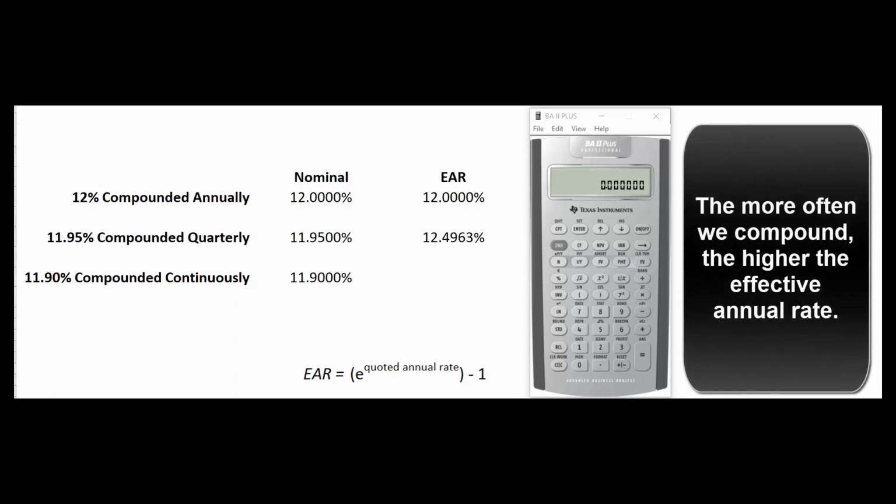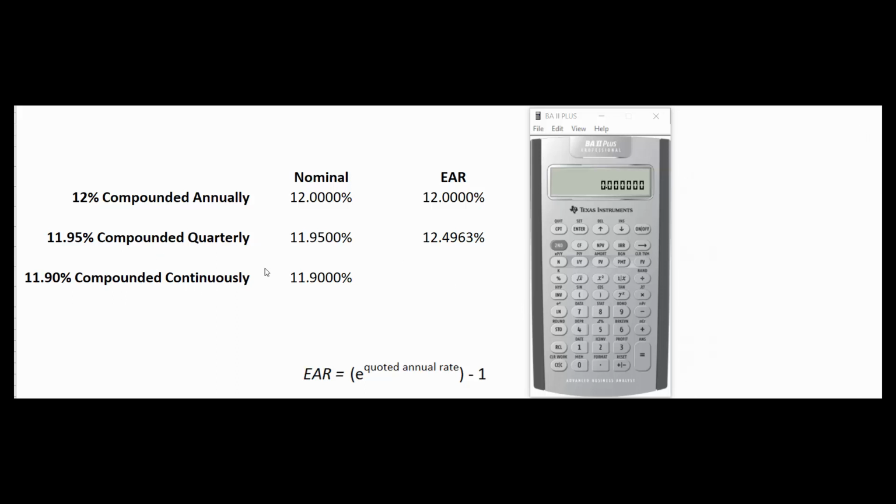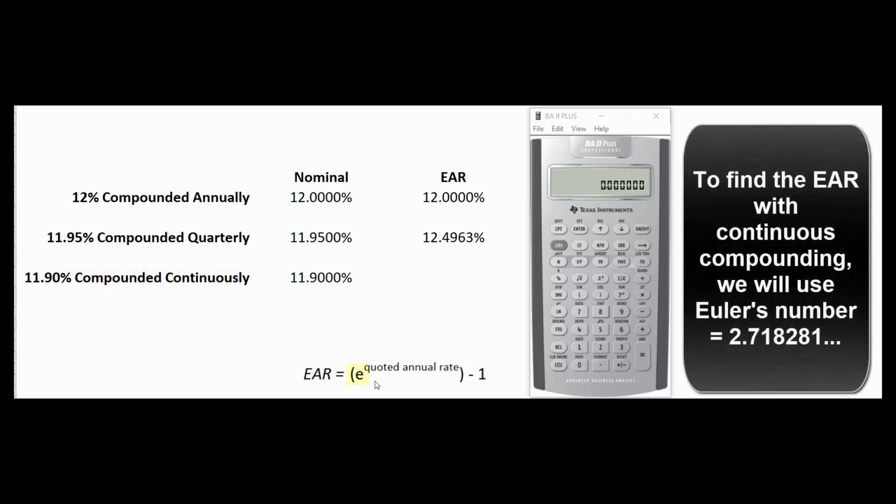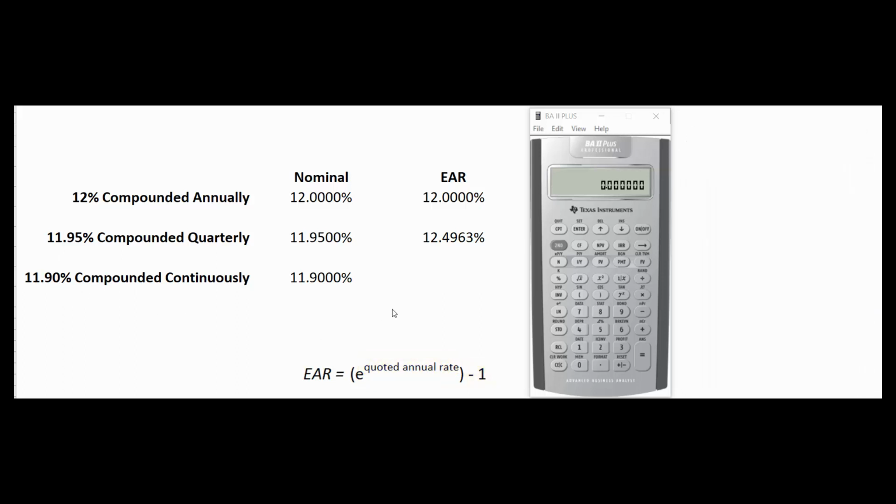The more often we compound, the higher the effective annual rate. What if the investment offers continuous compounding? So let's find the effective rate if the nominal rate is 11.9, compounded continuously. And that formula is a little bit different. It says take Euler's number, which is something like 2.71828, raise it to the annual rate that's quoted, that would be the 11.9 here, and subtract 1. All right, how the heck do we do that?